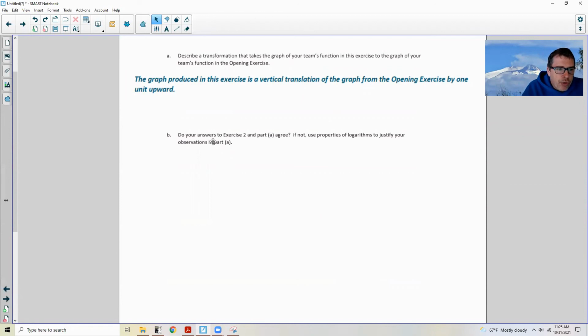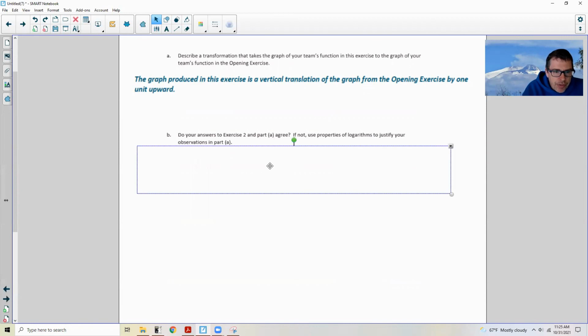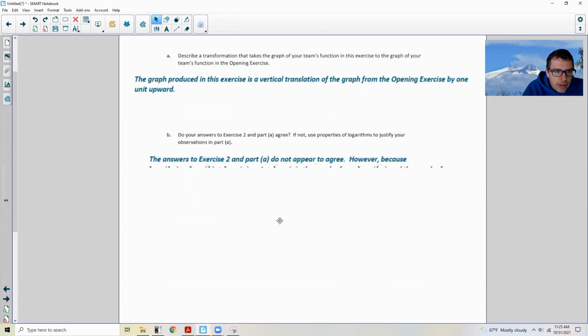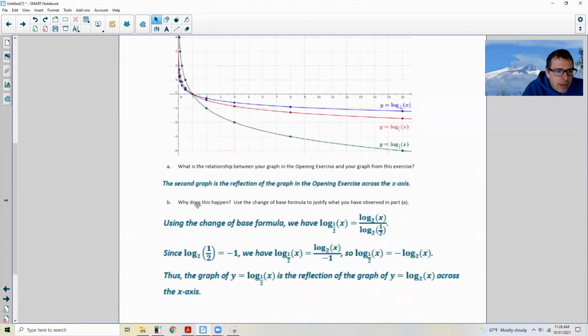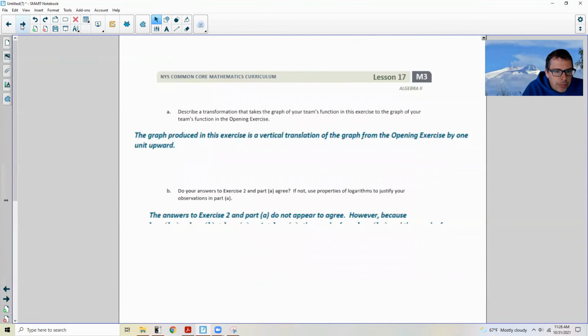And then part B says, do your answers to exercise 2 part A and part A agree? And if not, use properties of logarithms to justify your observation. So the answers to exercise 2 and part A do not appear to agree. Okay, this said it was shifted up 1, and the answer to exercise 2, let's go back to that. The second graph is a reflection, and the other one was a shift up.